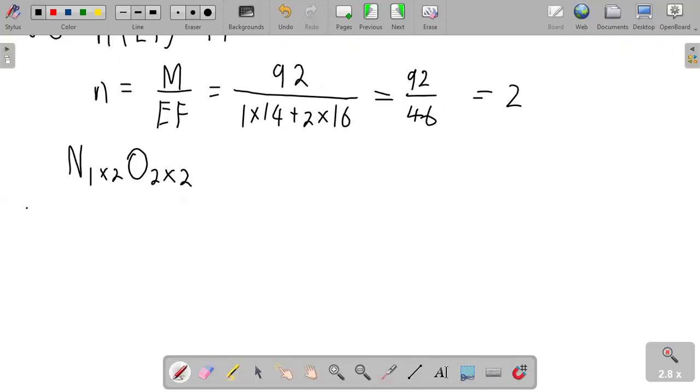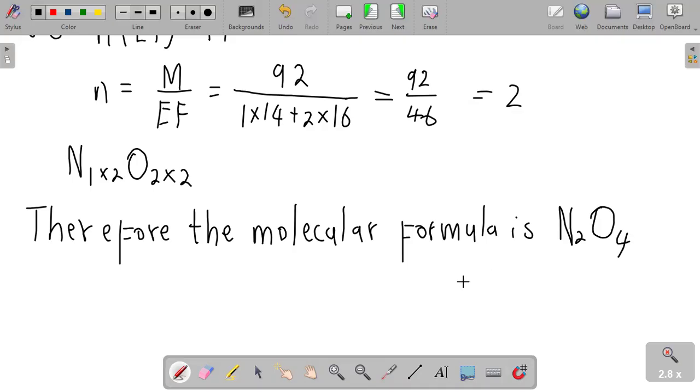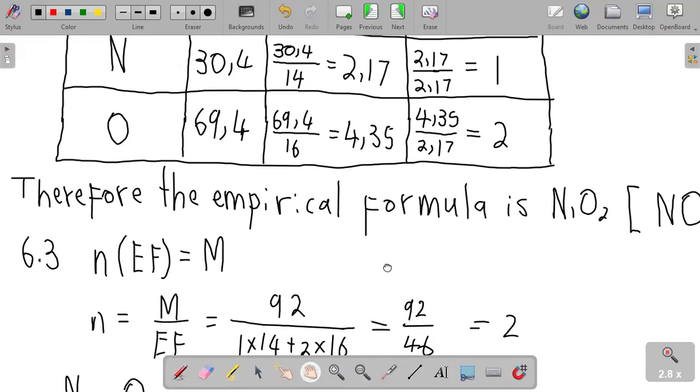Therefore, the molecular formula is N2O4, we get it from here. It's a short question, it wasn't long.